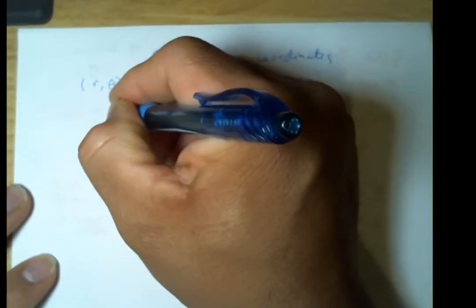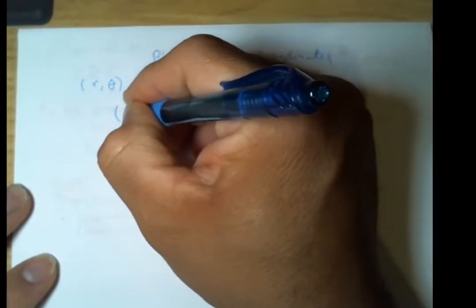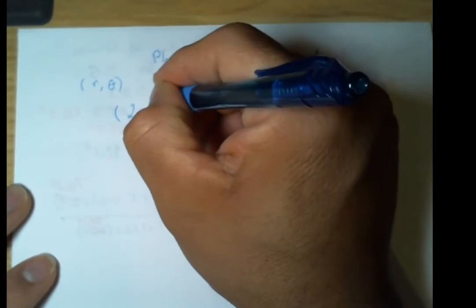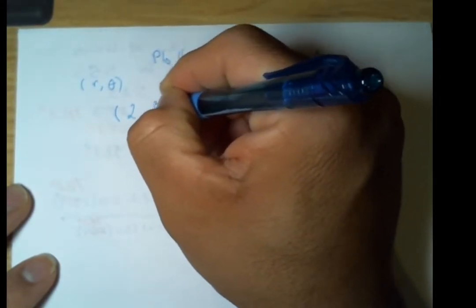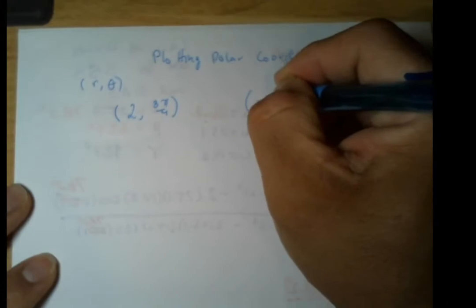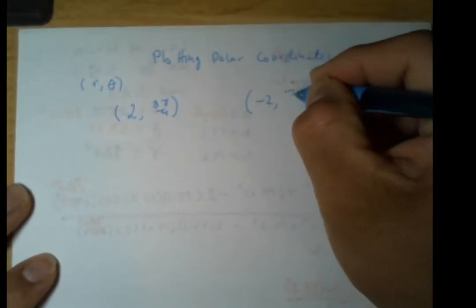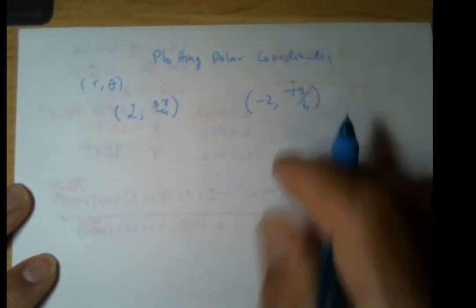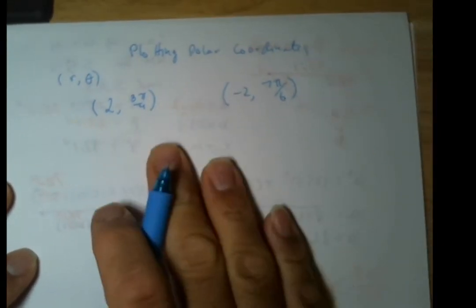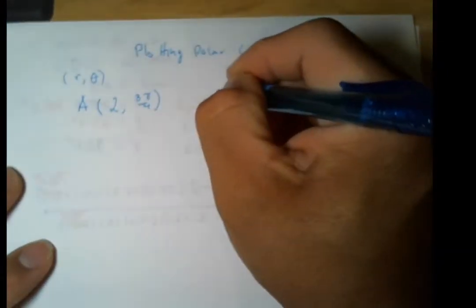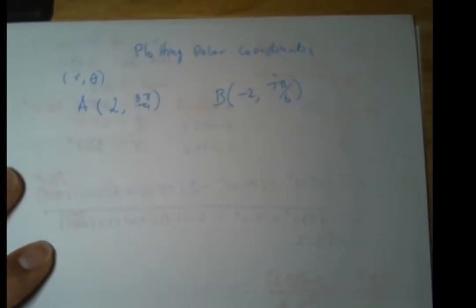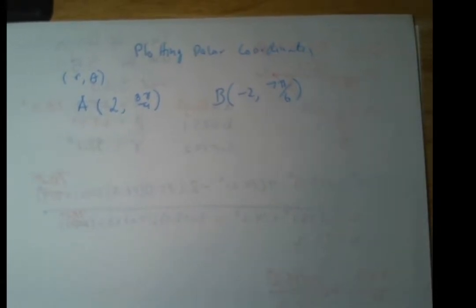Right. So for example, let's plot two of them here, 2, 3 pi over 4, and then we'll plot -2 and about 7 pi over 6 as an example. Okay. All right. So let's say our goal was to plot both of these. Let's name them A and B. Now, as you recall from our intro, the way we're going to plot this, we plot our polar axis along with the pole.